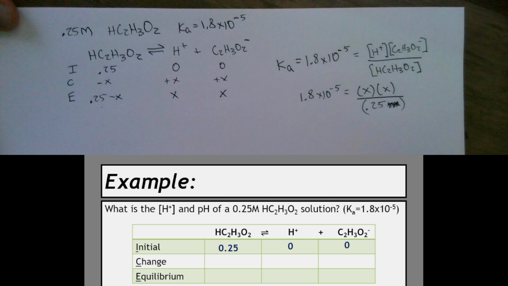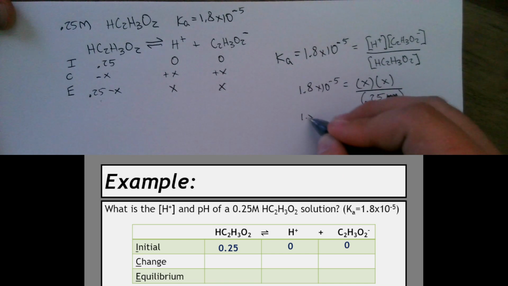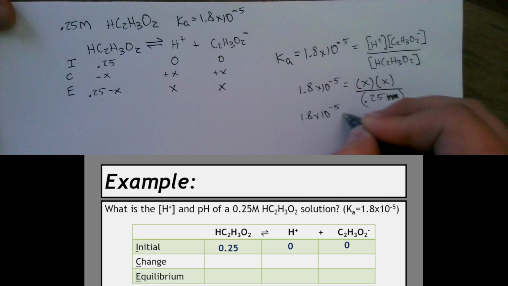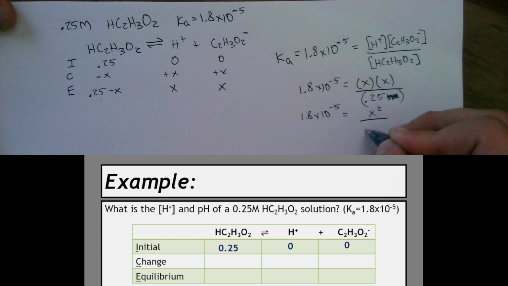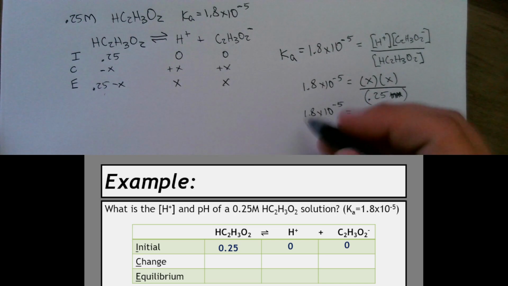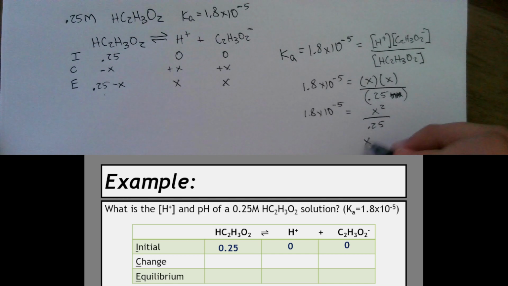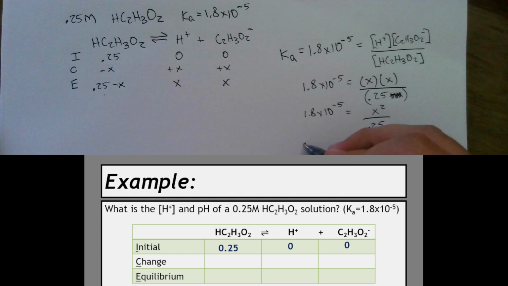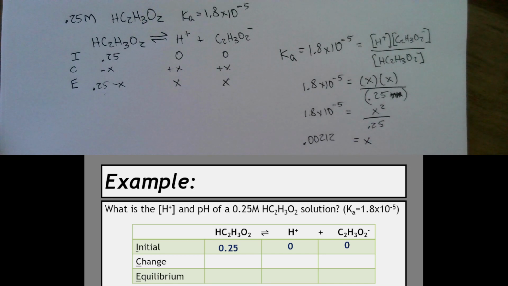Now solving for X will be much simpler. 1.8 times 10 to the minus 5 equals X squared over 0.25. And now I'm just going to solve for X. Multiply 0.25 up here, and then take the square root of it. I get X is equal to 0.00212.